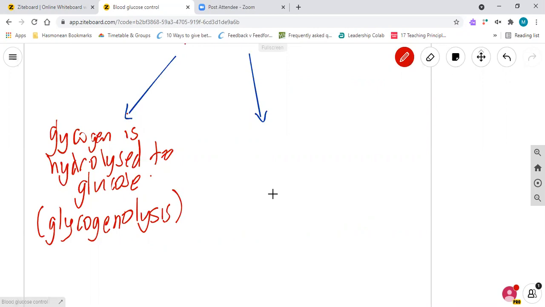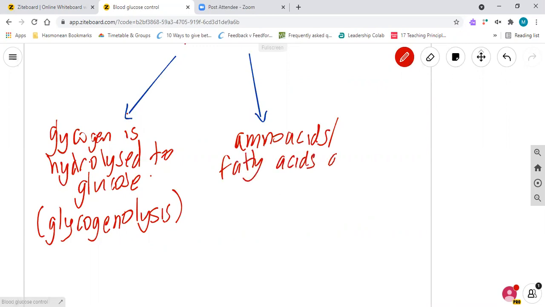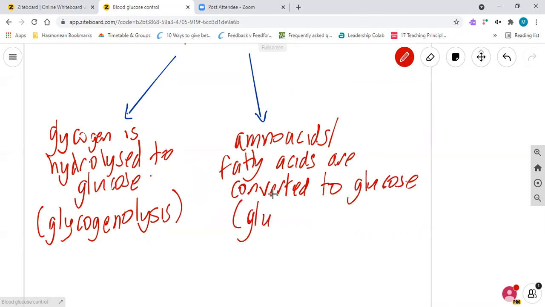The other possibility is that things like amino acids or fatty acids are converted to glucose. And that term is called gluconeogenesis. You are making glucose from something else, gluconeogenesis.